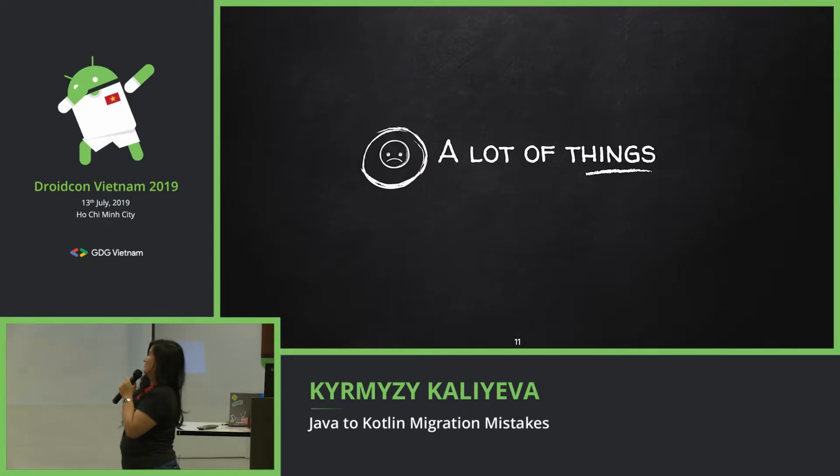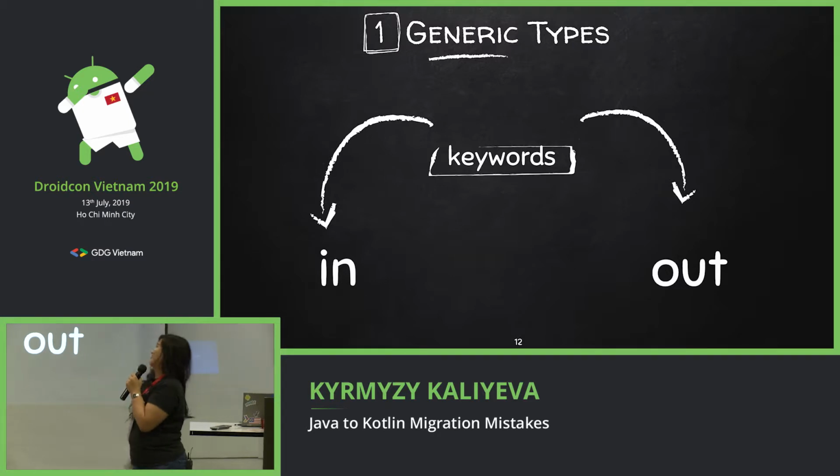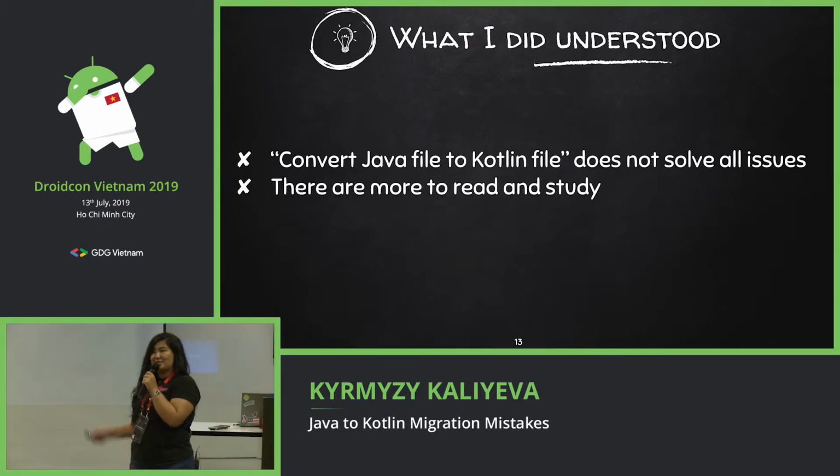But suddenly, a lot of things can go wrong. The first one was generic types. In Kotlin, there are new keywords for generics: in and out. Do we have this kind of keywords in Java? No, we don't. So what is this? When I had these mistakes, I really understood that converting a Java file to a Kotlin file doesn't solve all these issues. It's not magic, it doesn't just get fixed.